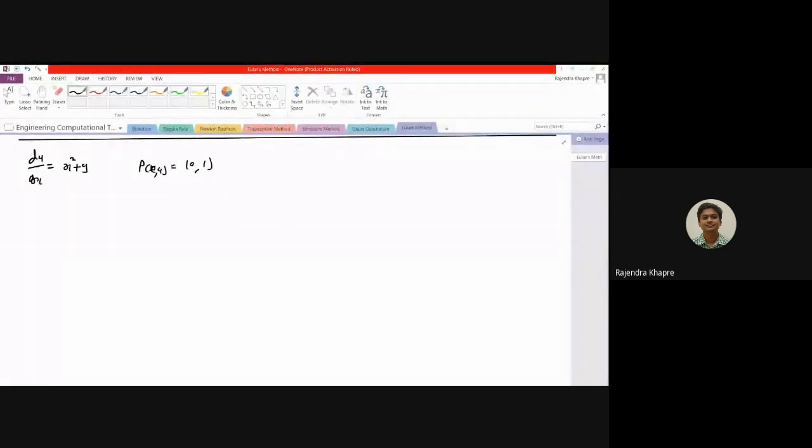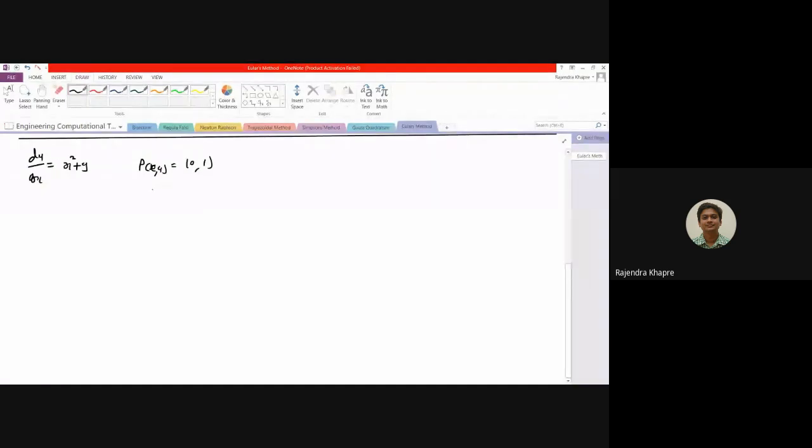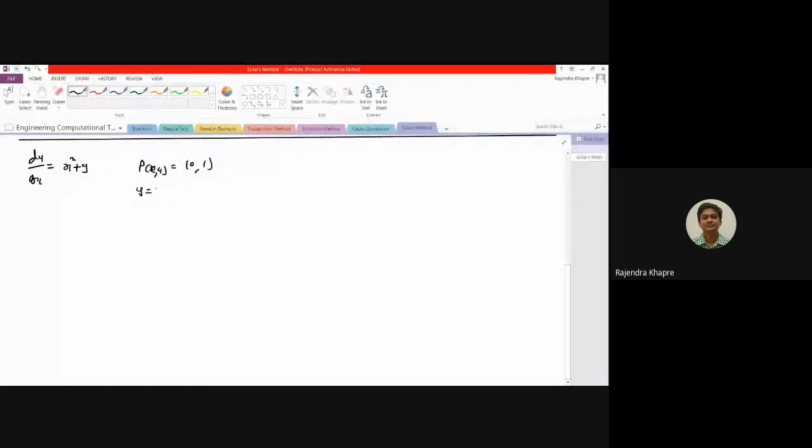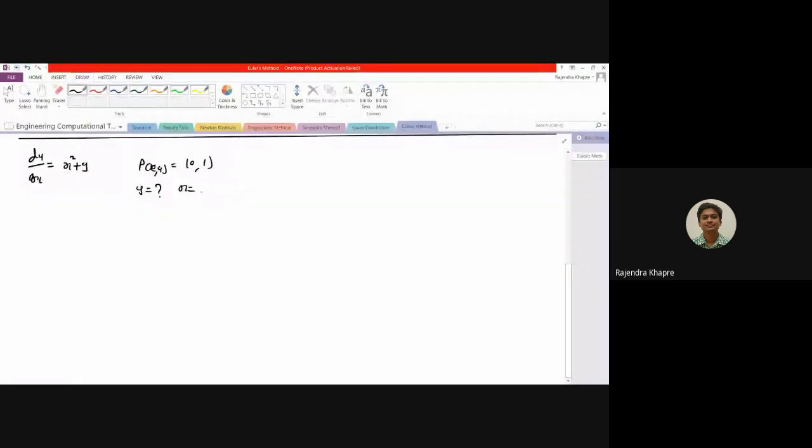Now you have to find out the value of y when x equals, let us say, 0.1. So the situation is like this. We have a curve, and we know its initial point, that is x is 0 and y is 1, and then we want to predict what the value of y will be when x is 0.1. If I draw a picture for you, it will look like this.